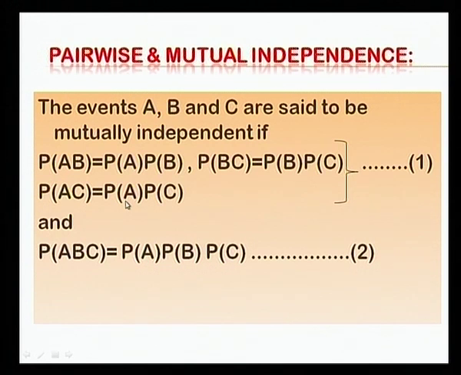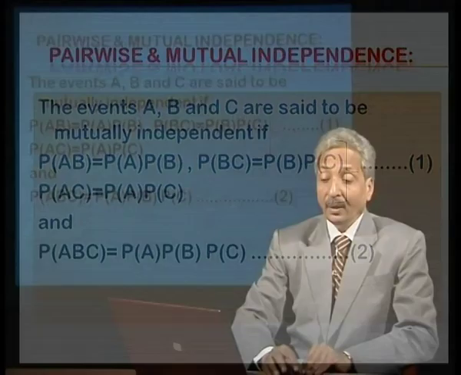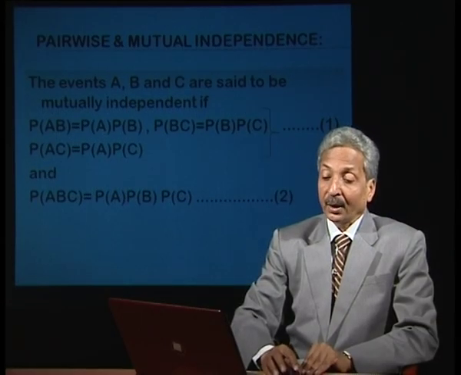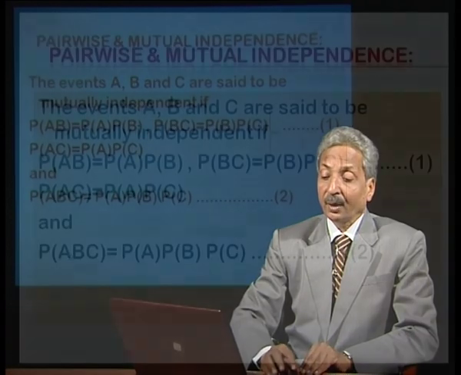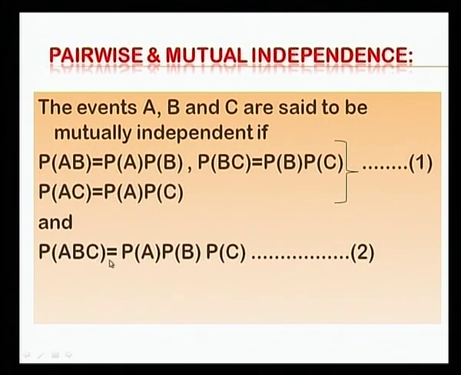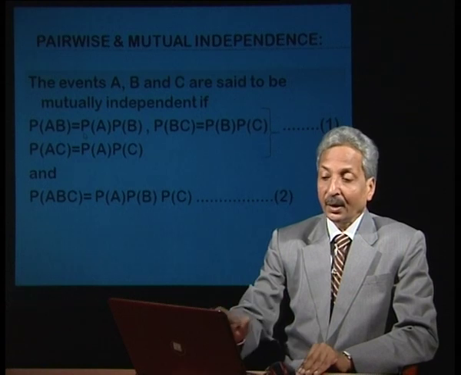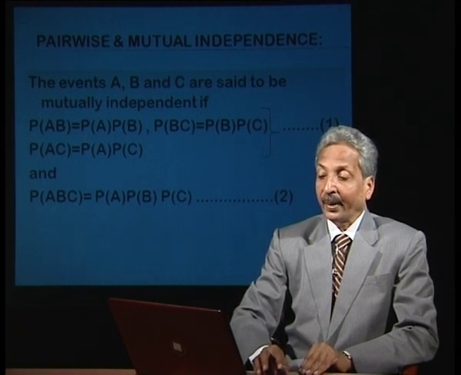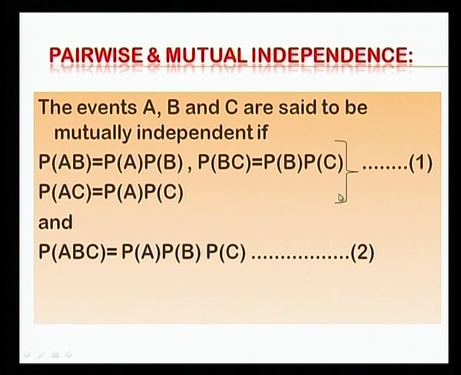That is, the events A, B and C are pairwise independent, and the last condition is that probability of A intersection B intersection C is equal to probability of A times probability of B times probability of C. So, the conditions given in the first bracket define the pairwise independence of the events, and the conditions given in 1 and 2 define the mutual independence of events A, B and C.